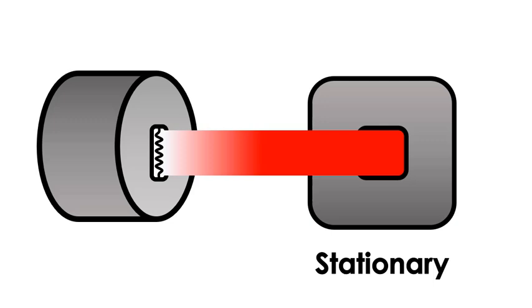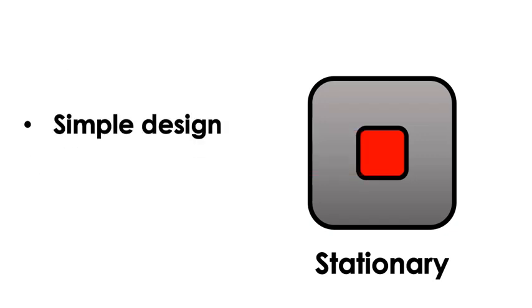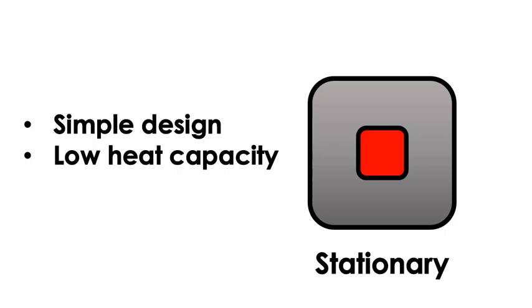So what does that tell us about stationary anodes? The design is very simple, which is good. However, these anodes have very low heat capacity, which also means we can only use them for very low exposures. This just doesn't work for general radiography. And so outside of dental X-ray machines, stationary anodes are not common in medical radiography.